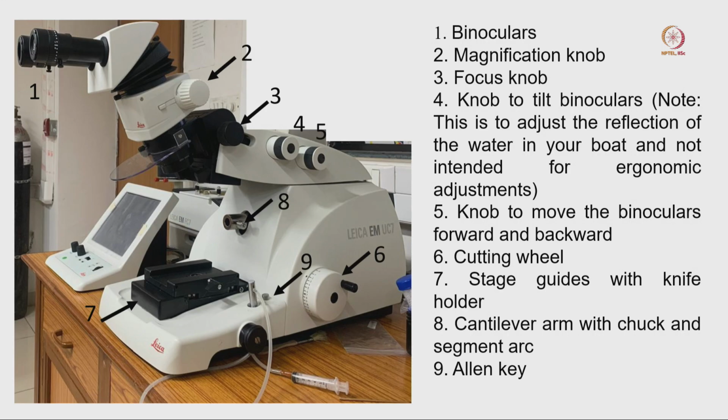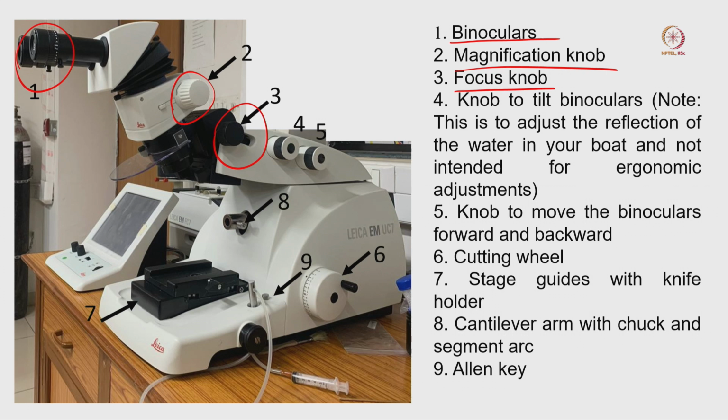So the first one, as I mentioned, is the binocular. The binocular is located here. Then we have the magnification knob, then we have the focus knob, which we use for focusing the sample. So why do we need this? Because even if you have a very small tissue, I will show you how to cut that tissue, or what kind of principle we should follow before cutting that tissue properly.